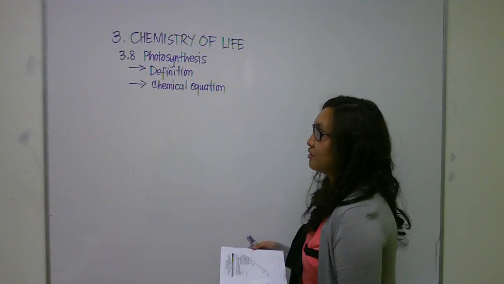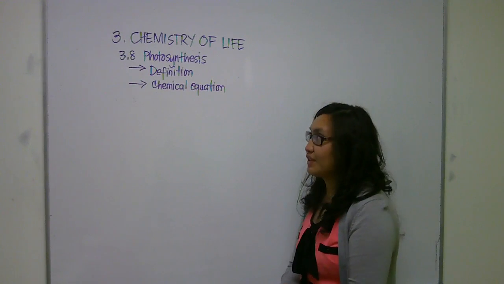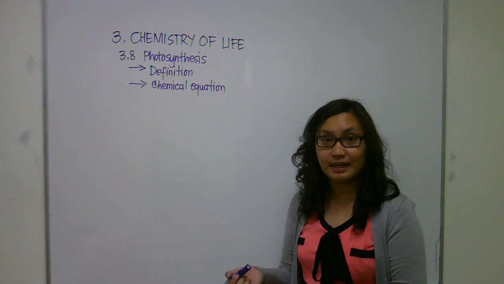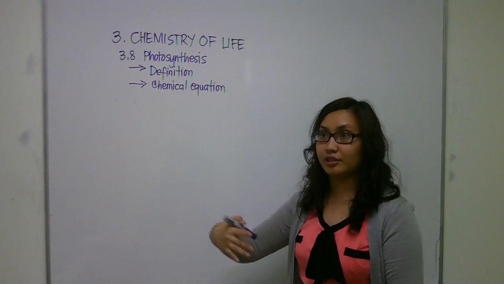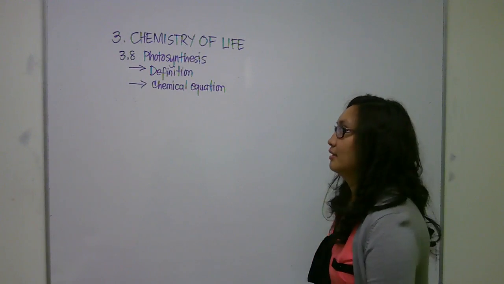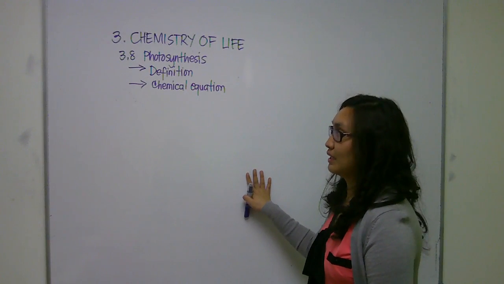Next topic that is going to be discussed under chemistry of life is about photosynthesis. Photosynthesis is included in the chapter energy transfer in cells and is also present in the later chapters in chapter 8. Okay, so what are the things that are needed to be discussed in photosynthesis?